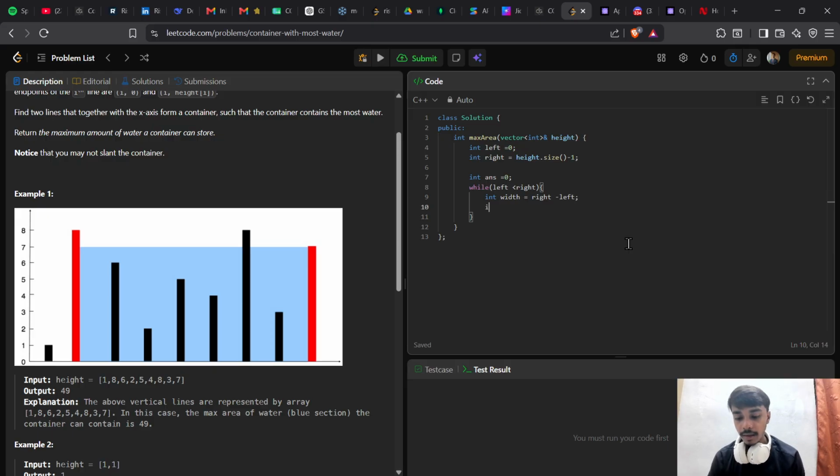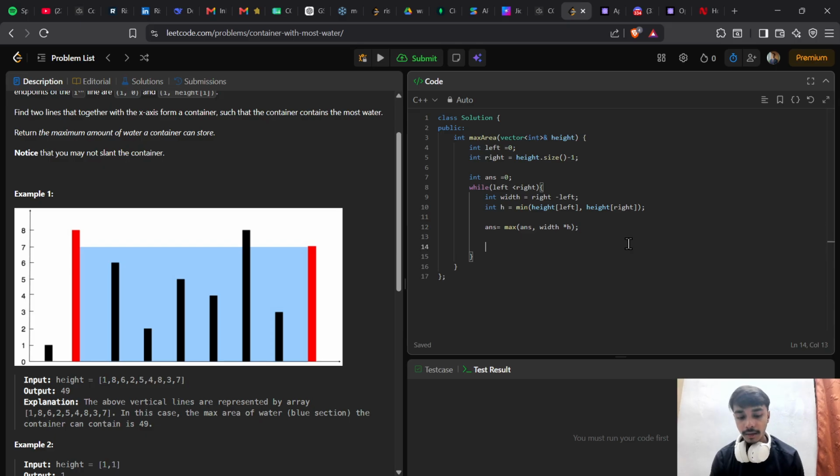And an int h, which is the min of height of left and height of right. We are finding the minimum of height of left and height of right and storing it in h, and answer will store the max of answer and width times h.